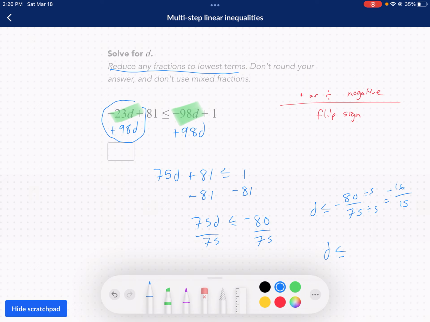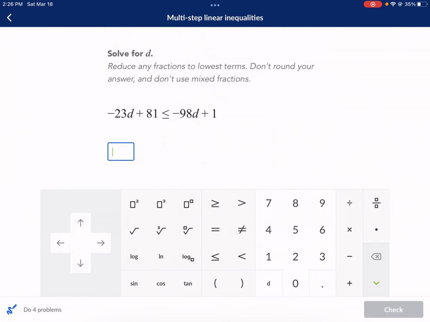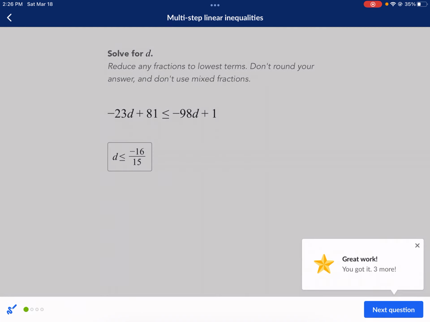d is less than or equal to that number, and we can just leave it like that. It doesn't say convert it to decimals or anything, so we're just going to type it in exactly how we see it. Let's go d. We're going to use the less than or equal to sign, and then we need a fraction, so we put the fraction, and then we need a negative. I like to put the negative in the top. We could put the negative out in front, but we just need one. If you put it in both the top and bottom, that's going to be wrong. We'll check it, and we're good to go.